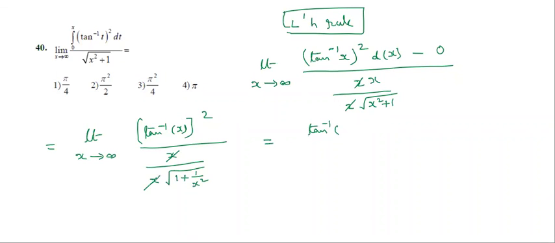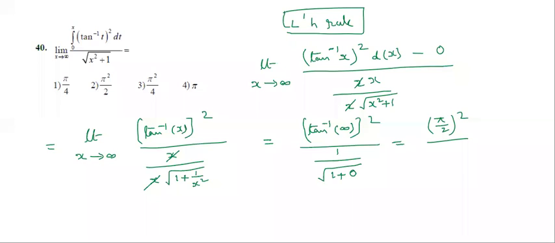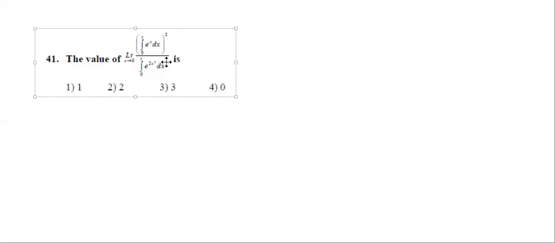Tan inverse of infinity whole square divided by 1 by under root 1 plus 1 by infinity, which means 0. What is tan inverse of infinity? Pi by 2, whole square, and denominator 1 by root 1, which is 1. Total answer is pi square by 4. So which option is correct? The third option is correct. Students, all of you understood now? Students, see the next question.